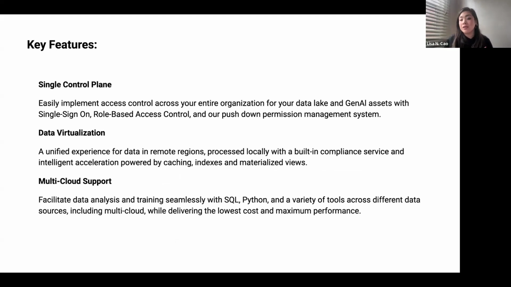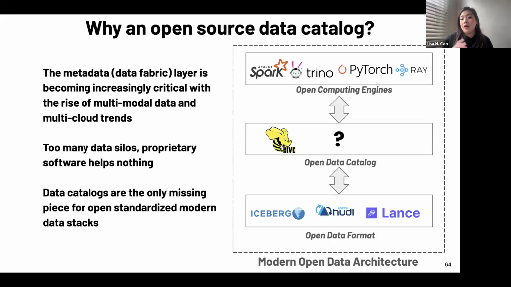So if you can have a single control plane for all of your data assets, that's really important, as well as supporting a multi-cloud strategy and virtualizing that data so you're not moving that data. If you're not moving the data, but you're still able to perform federated querying, you can keep your GDPR compliance, you're not in any legal trouble, and you save some money while at it. So that's really important as well. An open source data catalog is a really important part of this.